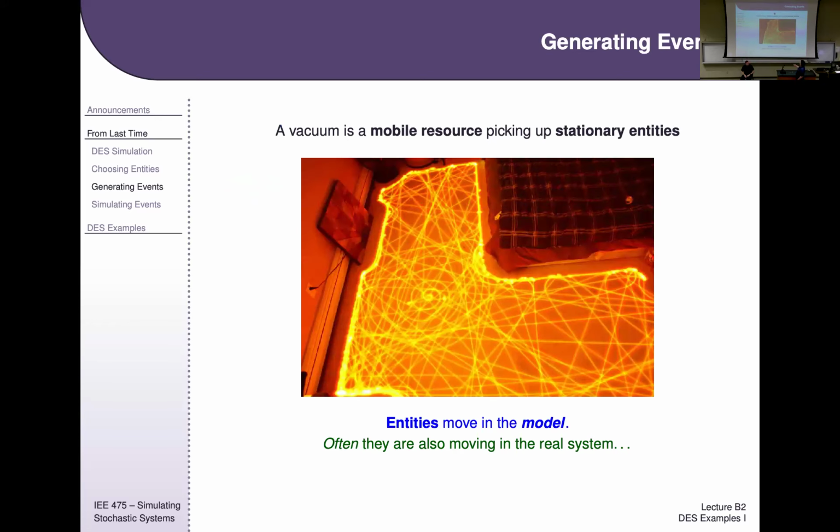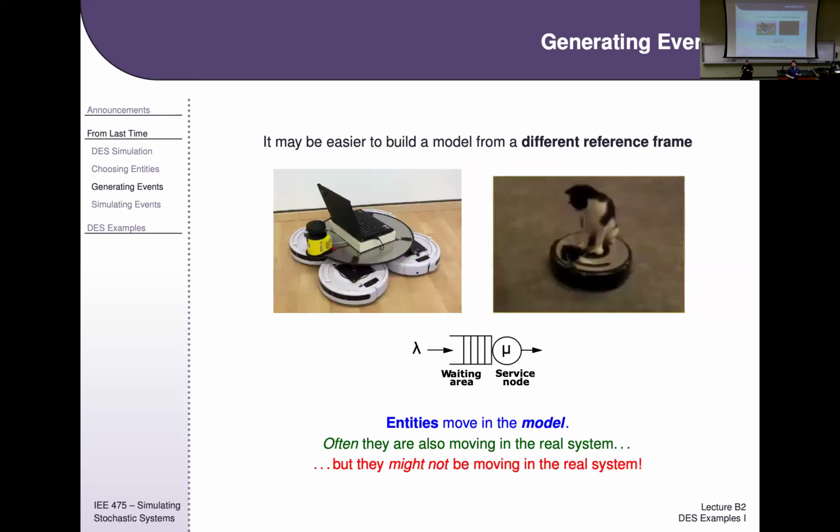A vacuum is a mobile resource picking up stationary entities. So it doesn't necessarily move in the real system, but hopefully you still see that the things that are arriving and leaving the system are the dirt coming into the vacuum, and the dirt is competing for access to the vacuum because it's a limited vacuum. So competition, the thing you're competing for is usually the resource. The things that are doing the competing are the entities, regardless of movement or not.